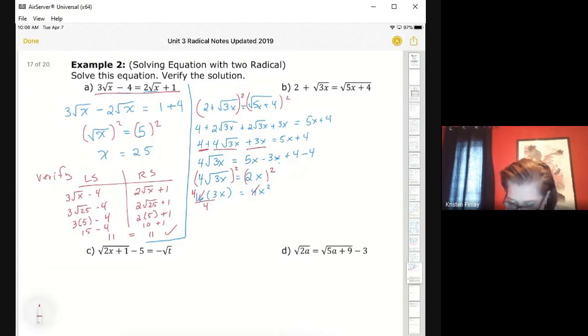I'm just going to write what I'm doing so it makes sense-ish. So I get 12x equals x squared. Move everything over to one side. So 0 equals x squared minus 12x. Now from that, I'm going to get 2 possible solutions.